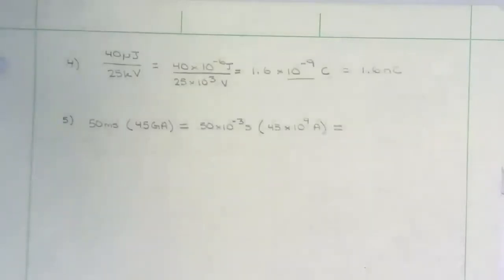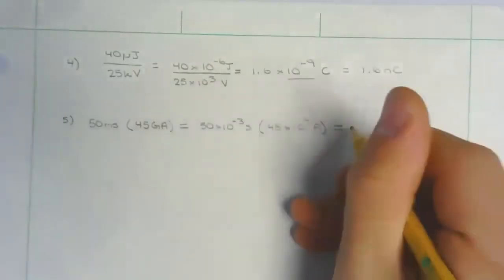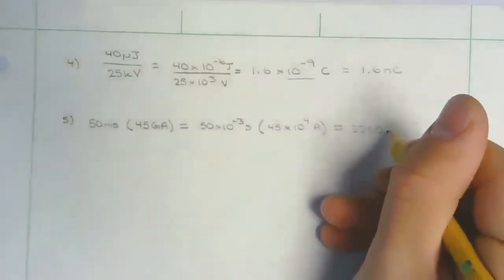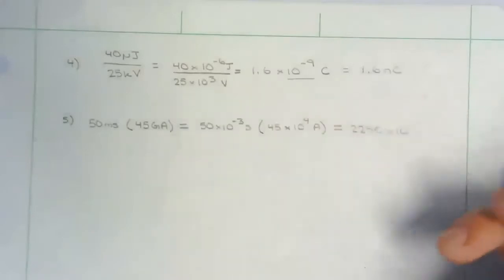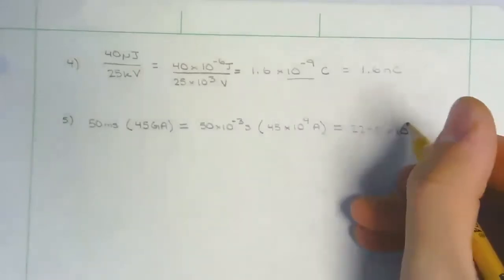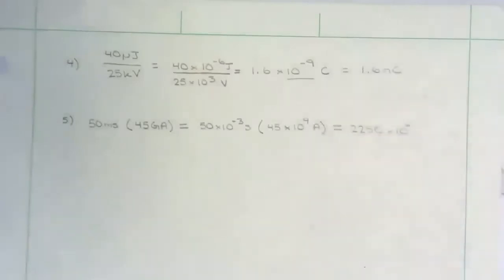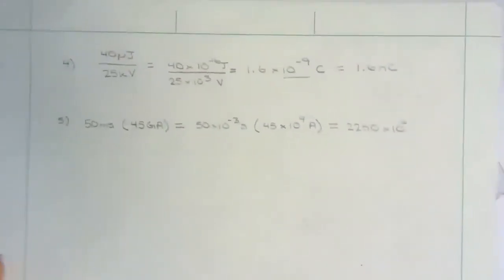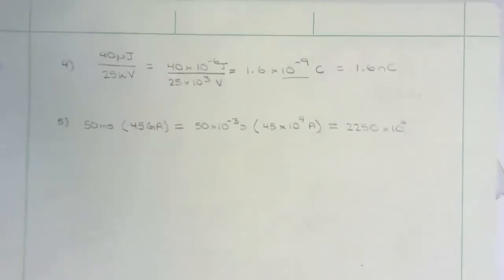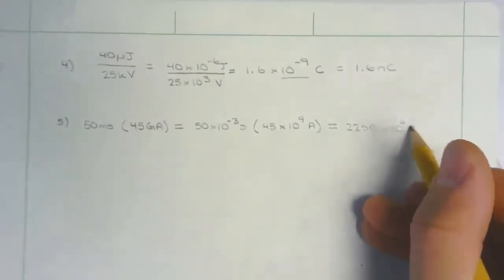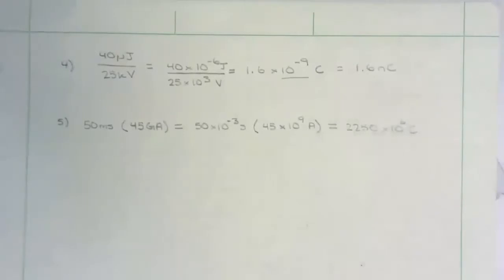So we're going to have 45 times 50, which is 2,250 times 10 to the 9 plus negative 3, or negative 3 plus 9, which is 6. And we have amps times seconds. So amps times seconds is going to give us something interesting as well, and actually something we just did, but it also shows you the relationships between these variables, between these units. A joule over a volt is a coulomb, but an ampere times a second is also a coulomb. So we have 2,250 times 10 to the 6 coulombs.